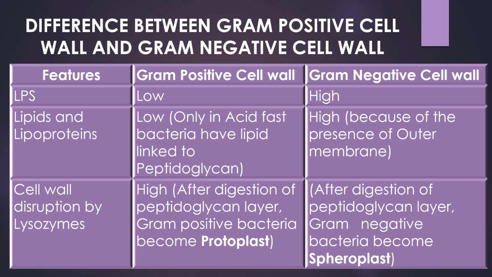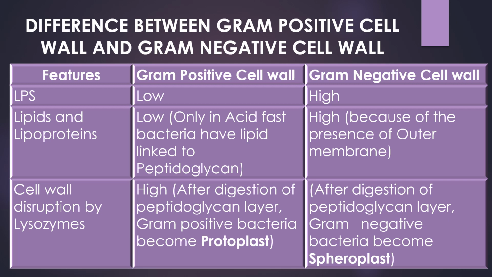The concentration of lipopolysaccharide is very low in the gram-positive cell wall and high in the gram-negative cell wall. The lipid and lipoprotein contents are also low in the gram-positive cell wall, but only in acid-fast bacteria will the lipid content be high and linked to the peptidoglycan layer. And in the gram-negative bacterial cell wall, the contents of lipids and lipoproteins are very high because of the presence of the outer membrane.